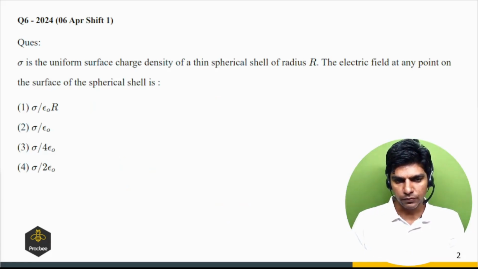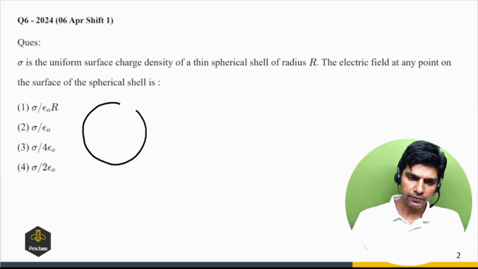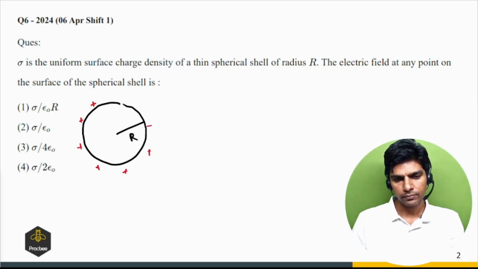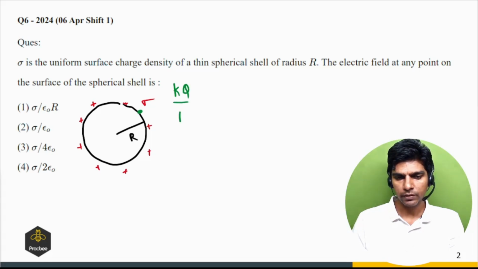Sigma is the uniform surface charge density of a thin spherical shell of radius r. So we are given a thin shell which has a radius R. It has a uniform surface charge density sigma. The electric field at any point on the surface of the spherical shell. So the electric field at the surface is defined as kq upon capital R square, where q is the total charge on the shell.